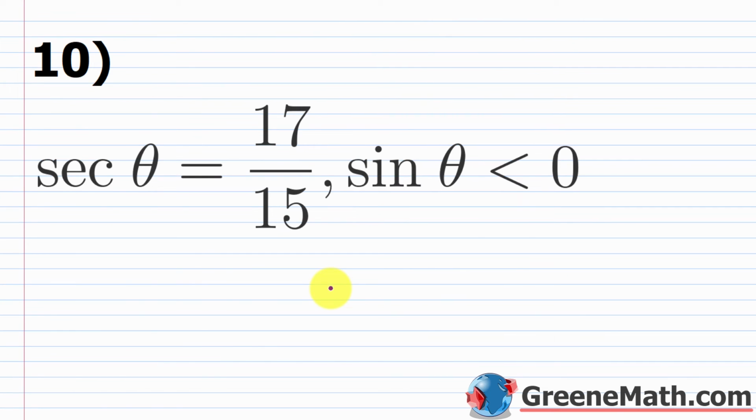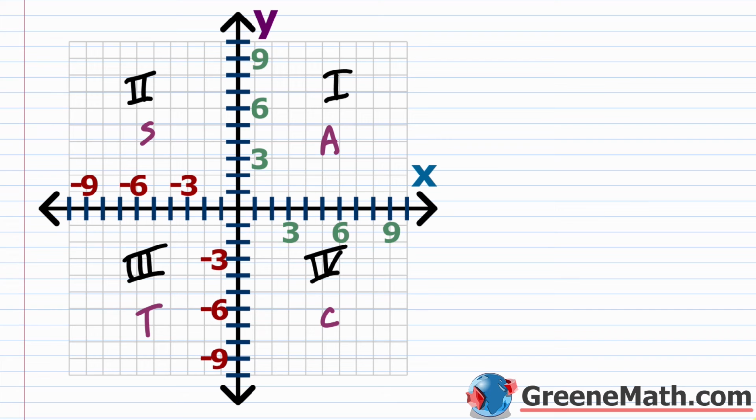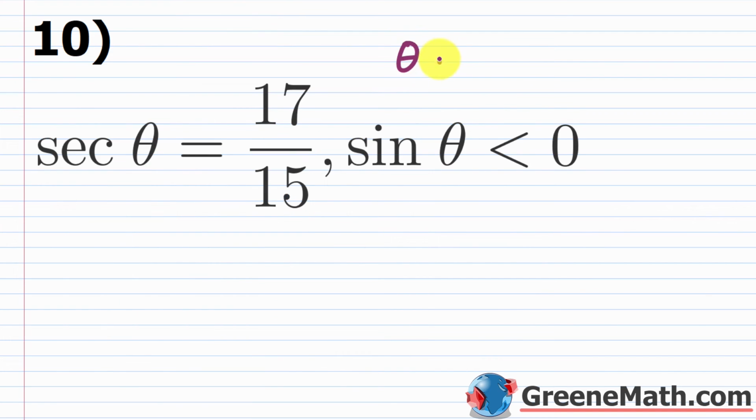All right, for problem number 10, we have the secant of theta is equal to 17 over 15, and we have the sine of theta is less than 0. So we see that the secant of theta is going to be positive, and the sine of theta is going to be negative. So again, the secant of theta and the cosine of theta, those guys are going to be positive in quadrants 1 and 4. Then for the sine of theta, that's going to be negative in quadrants 3 and 4. So we know our angle theta is going to be in quadrant 4. So let me put that theta is in quadrant 4.